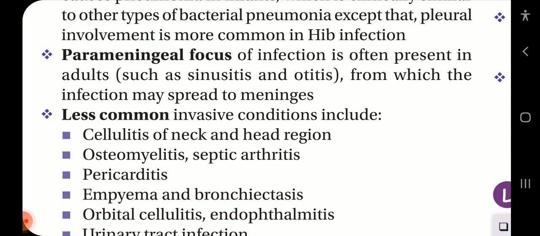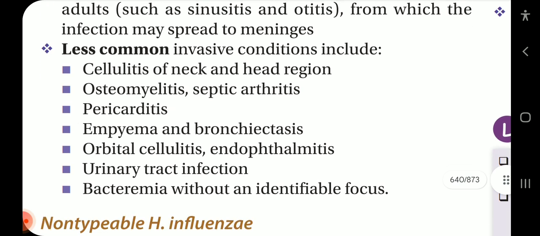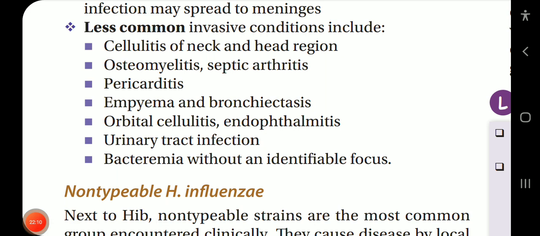Parameningeal focus of infection is often present in adults, such as sinusitis and otitis, from which the infection may spread to meninges. Less common invasive conditions include cellulitis of neck and head region, osteomyelitis, septic arthritis, pericarditis, empyema and bronchiectasis, orbital cellulitis, endophthalmitis, urinary tract infection, bacteremia without an identifiable focus.